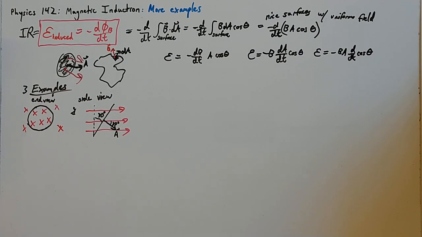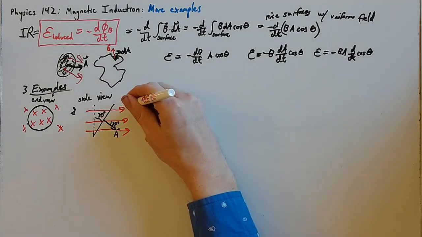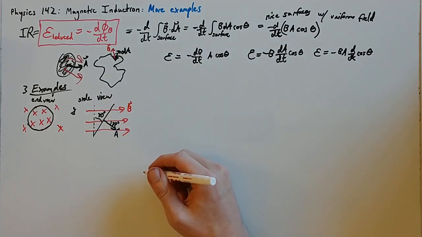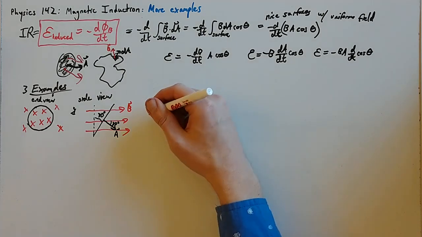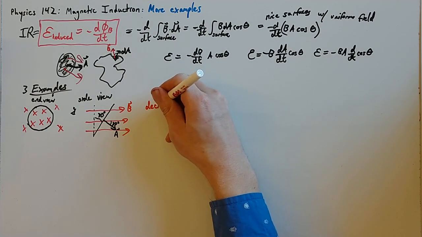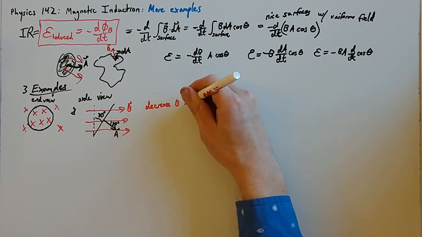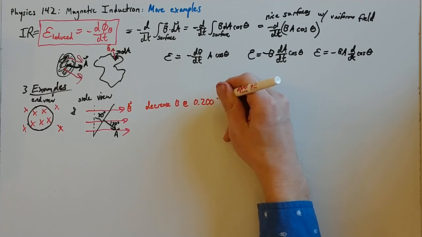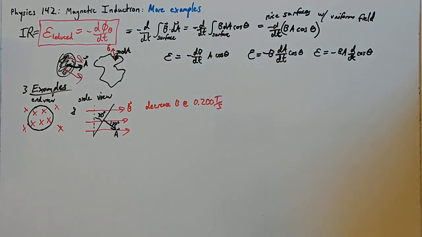So the question I want to ask is, let's suppose that we take this magnetic field, B, there's our magnetic field, and now we decrease it. So let's decrease it, and to be concrete, let's decrease B at 0.2 Teslas per second. So that's pretty fast. 0.2 Teslas per second. Going to decrease that magnetic field.